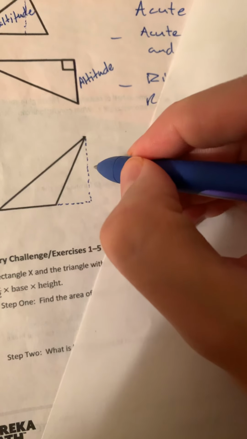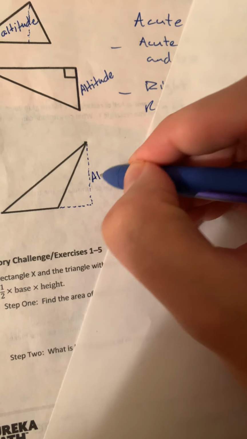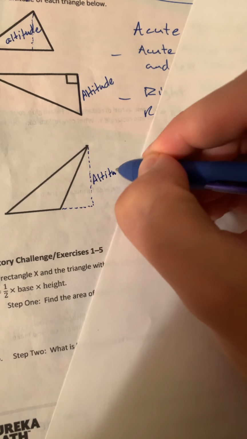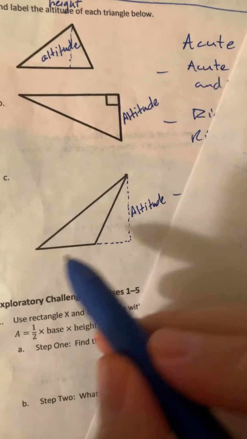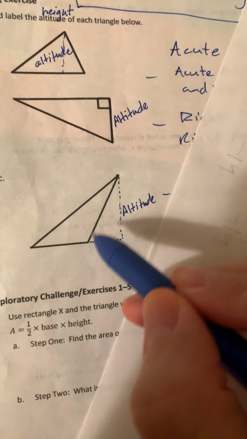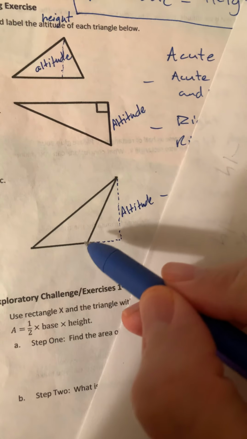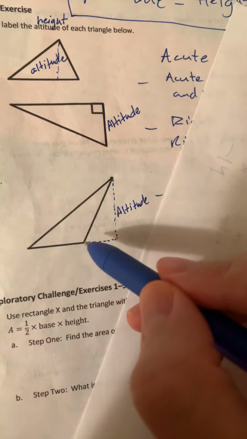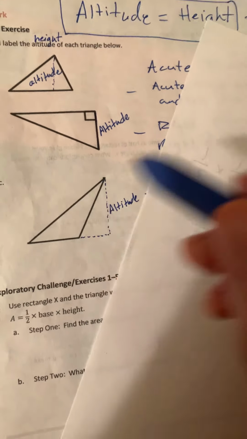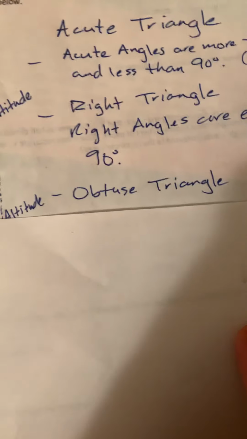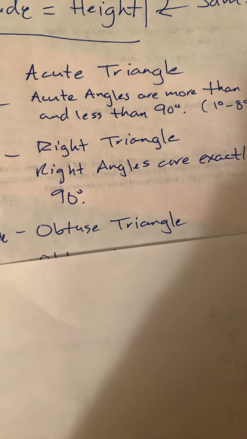Okay. And this is the altitude. All right. And if you see this angle right here, this is a very big open angle. When it's more than 90 degrees, those types of angles, we call them obtuse angles. So since it has an obtuse angle, it's called an obtuse triangle.